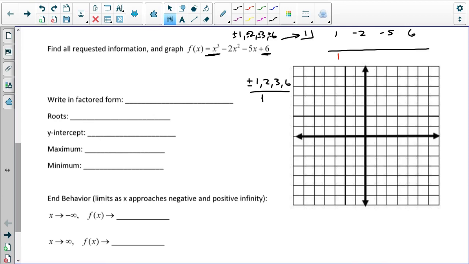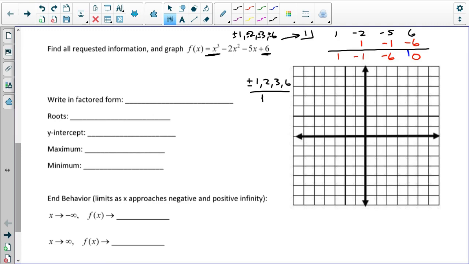So I pull down this 1. 1 times 1 is 1. Negative 2 plus 1 is negative 1. 1 times negative 1 is negative 1. Negative 5 minus negative 1 is negative 6. 1 times negative 6 is negative 6. And then 6 minus 6 is 0.